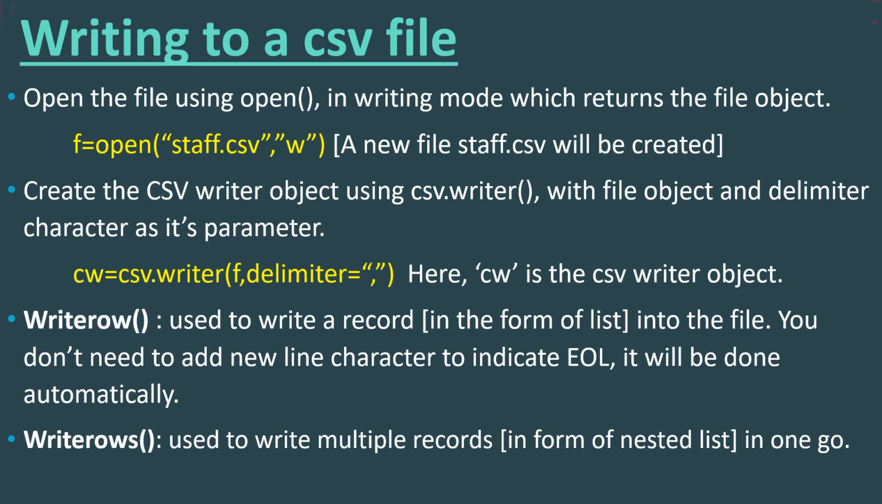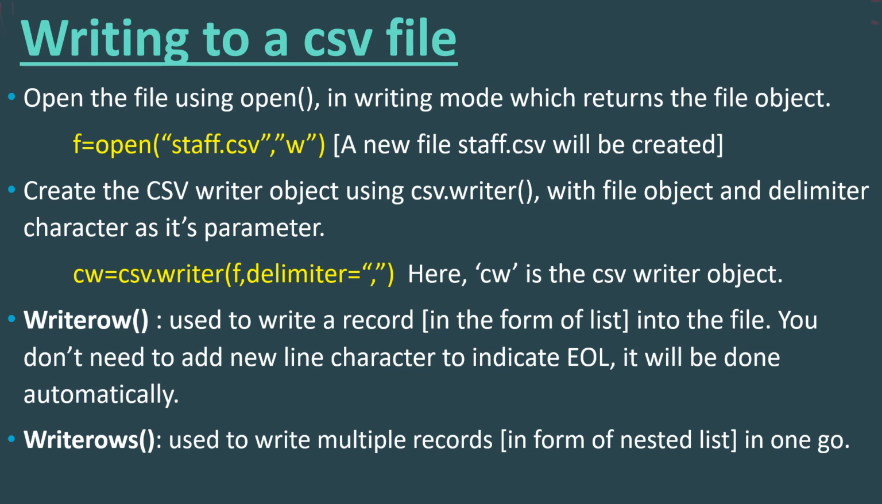So how to create this CSV writer object? It is done by the function csv.writer, and this function will take some parameters. The first one is the file object and the second one is the delimiter, that means what separator you want to give. If you give comma, then the field values will be separated by comma. If you give any other character, then they will be separated by that character. If you don't give anything, then the default delimiter is comma. Okay, after creation of this writer object, let's say I have stored it in a variable cw. cw refers to CSV writer.